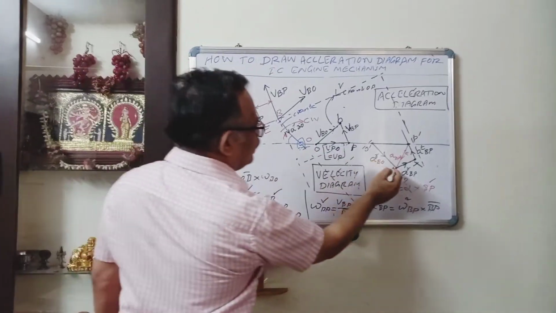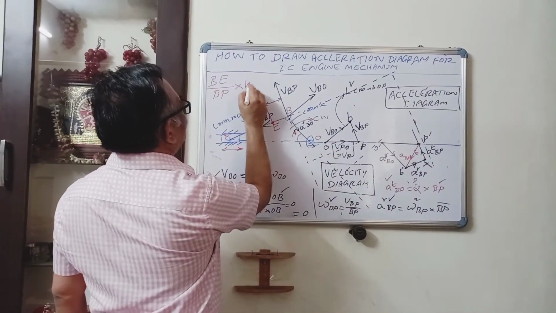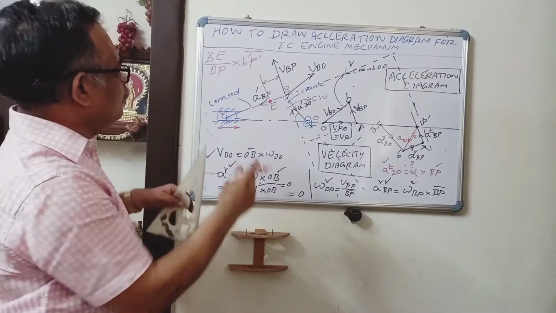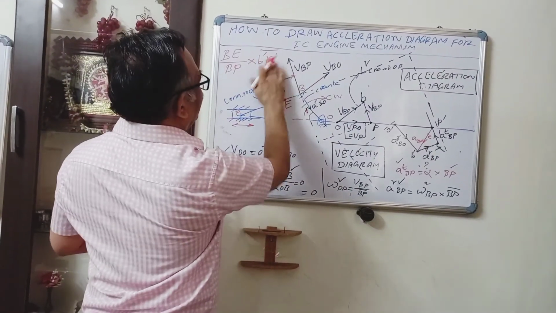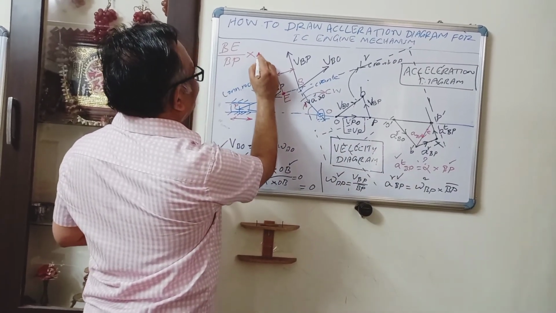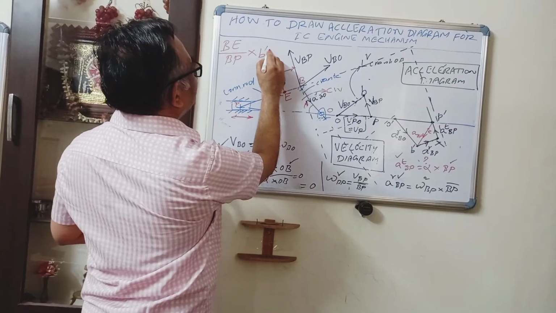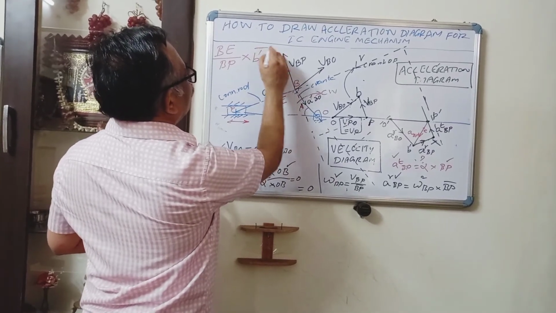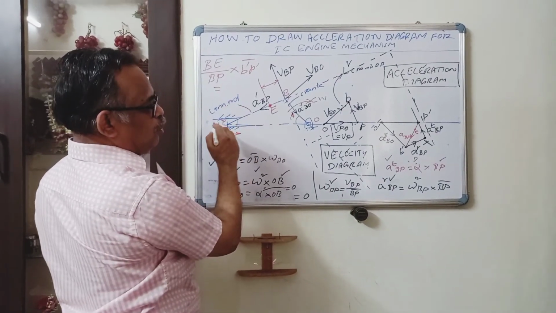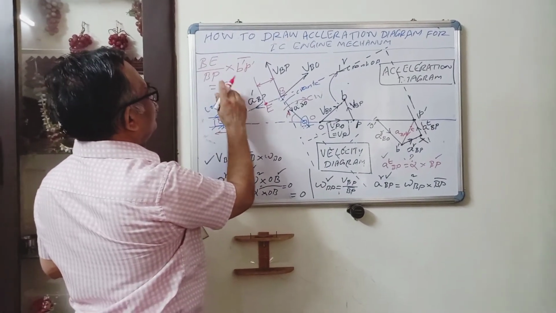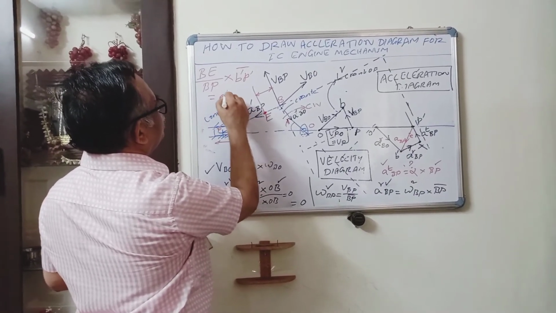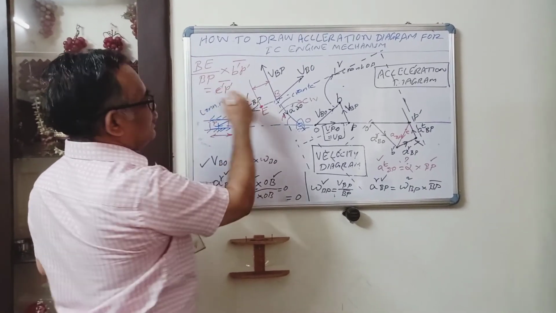So for this length B dash P dash, if you measure it and multiply, we will find out the length E dash P dash. We will get the length E dash P dash.